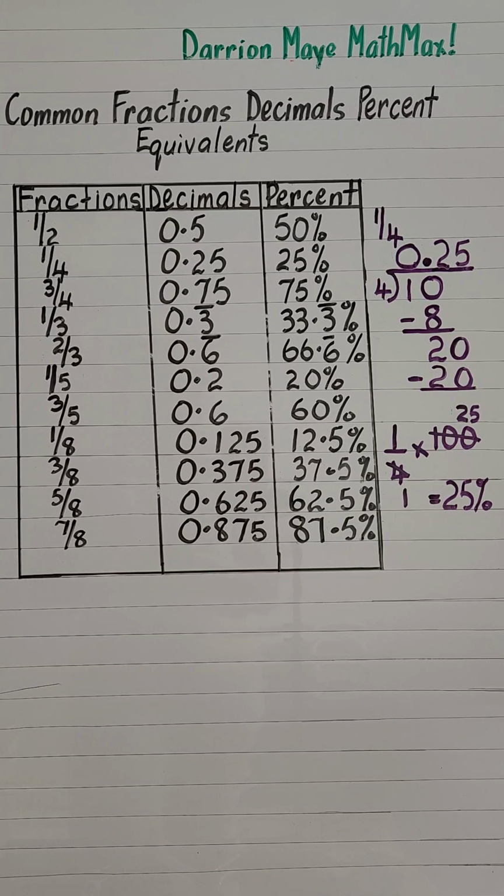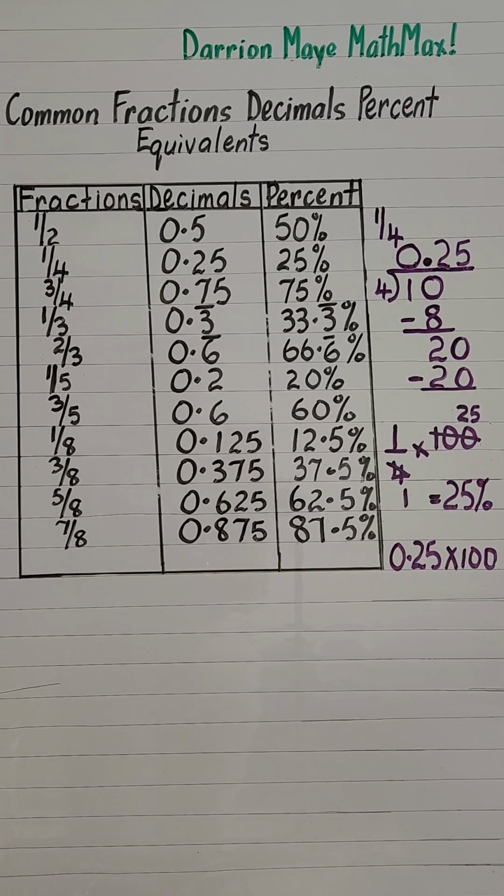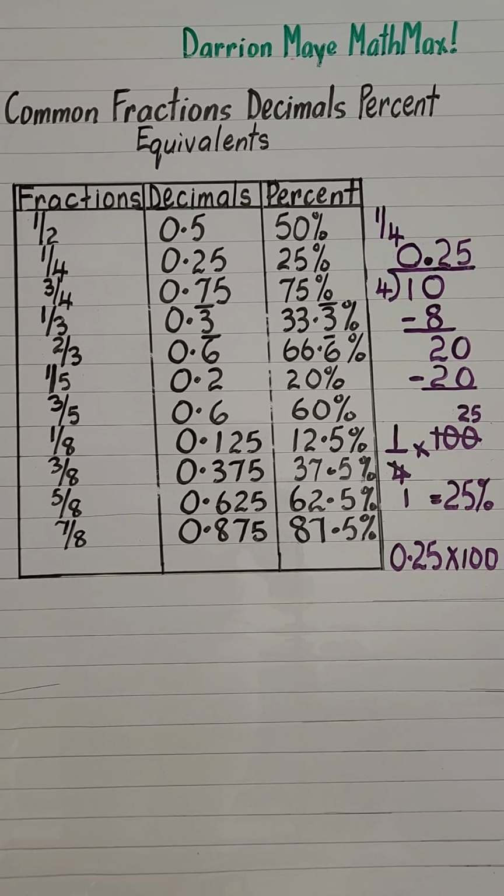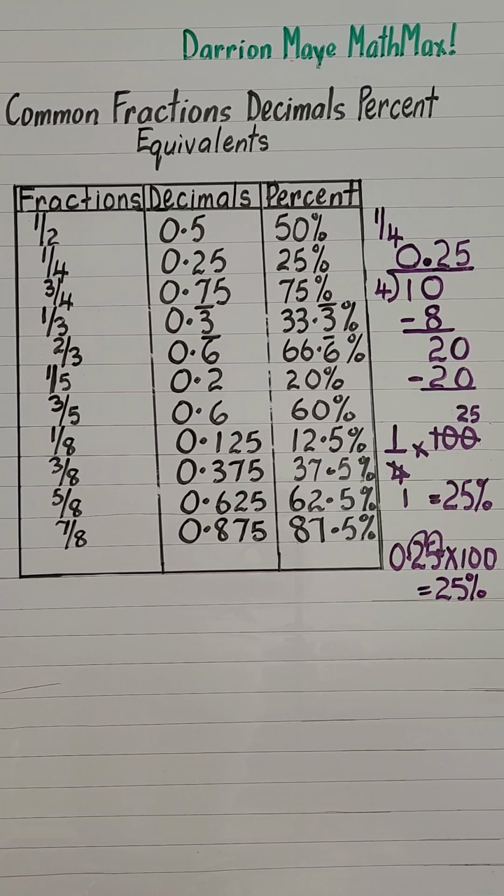And we can also do the same for a decimal. As a decimal, it would be 0.25 times 100. And to do that, we're going to multiply. We're going to move the decimal point 2 places to the right. And that is equal to 25%. So fraction to decimal, divide the numerator by the denominator, and fraction or decimal to percent, we multiply by 100.